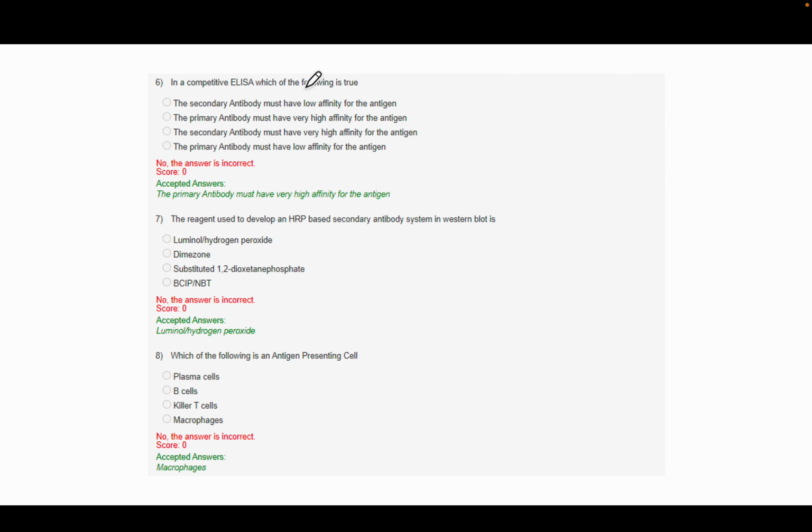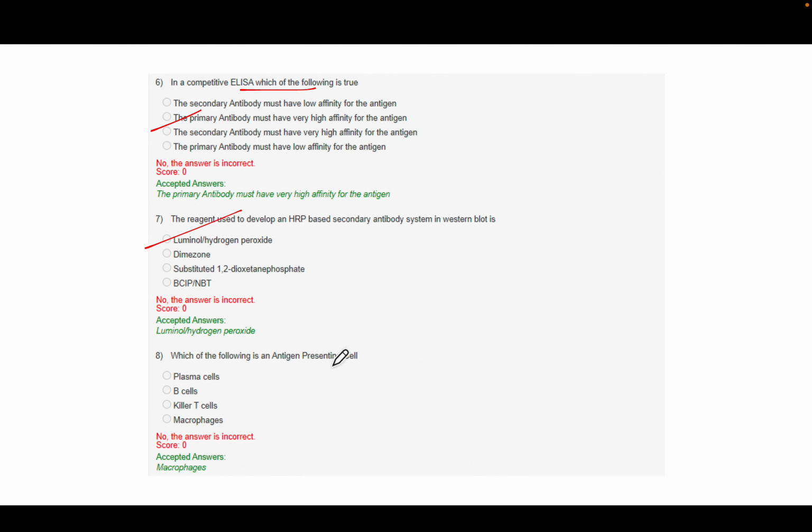In a competitive ELISA, which of the following is true? The secondary antibody must have low affinity for the antigen. The primary antibody must have very high affinity for the antigen. So this is true. The reagent used to develop HRP based secondary antibody system in Western blot is luminol hydrogen peroxide.